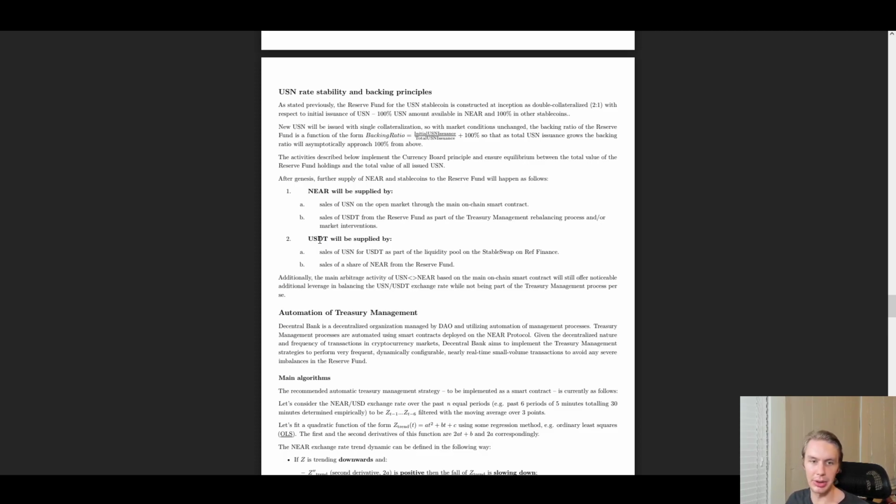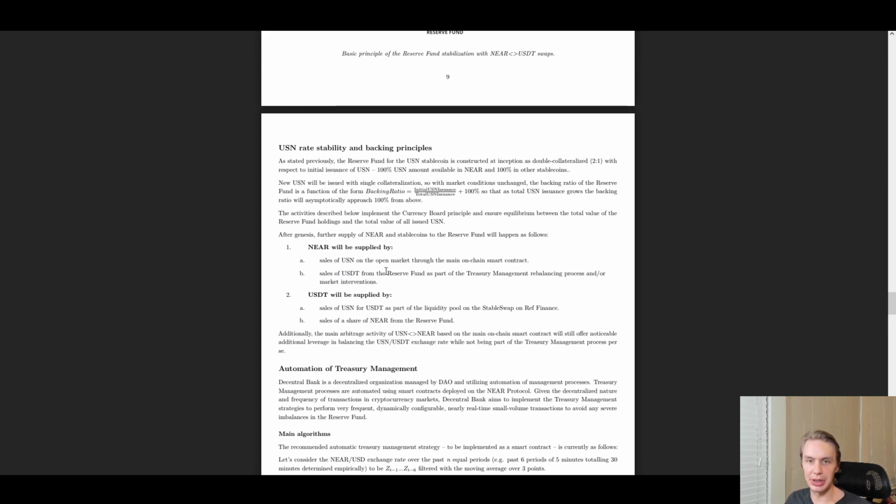So that's one of the things that we would just have to keep an eye on: in a bull market, the reserve, the decentralized bank, would actually be accruing USDT because they're going to be selling NEAR back into USDT to keep the values equal. But then if it's in a downtrend, they're going to sell the USDT back into NEAR.